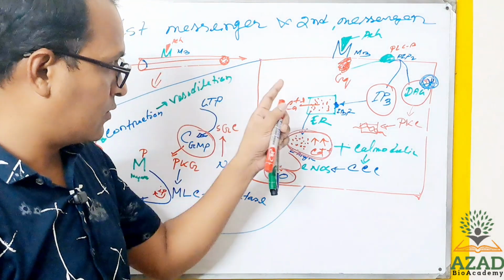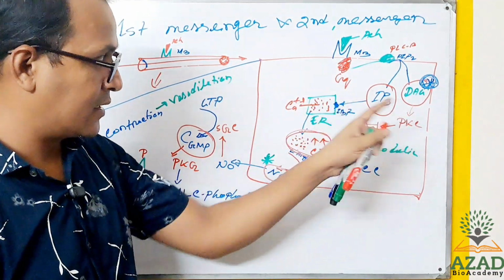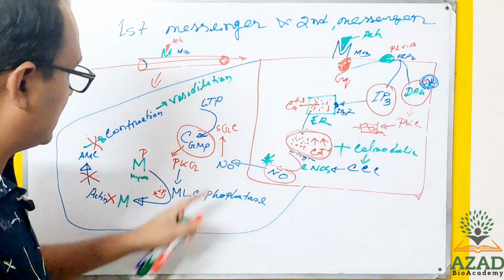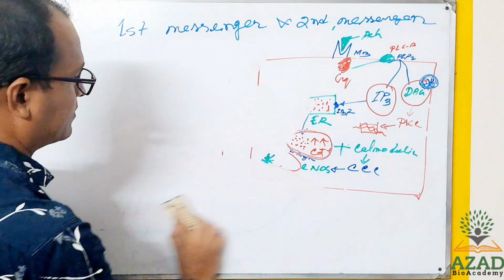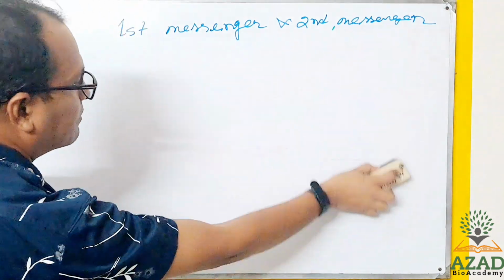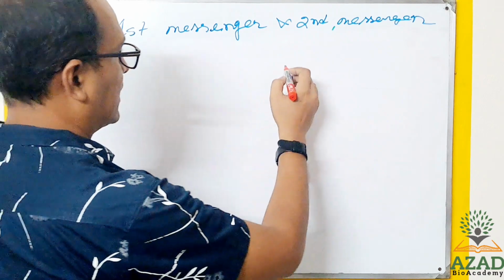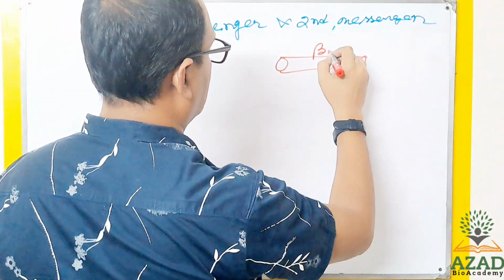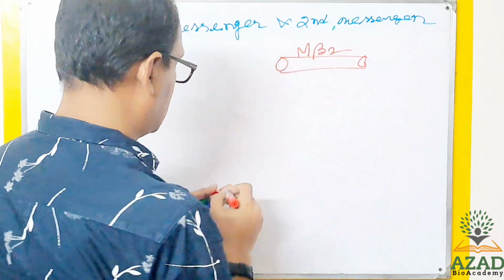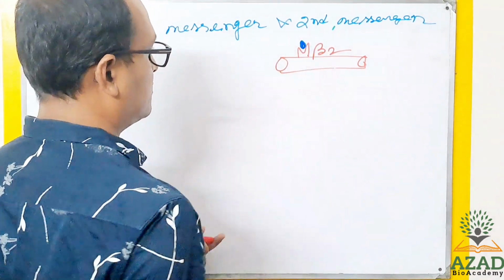Okay, so now cyclic AMP, another second messenger, is missing here in this mechanism. Come to that point. Another blood vessel within your respiratory tract, within your lungs. The blood vessel carries a receptor, that is beta 2. Suppose this one is the receptor and this one is the adrenaline or noradrenaline. This is the beta 2 receptor.